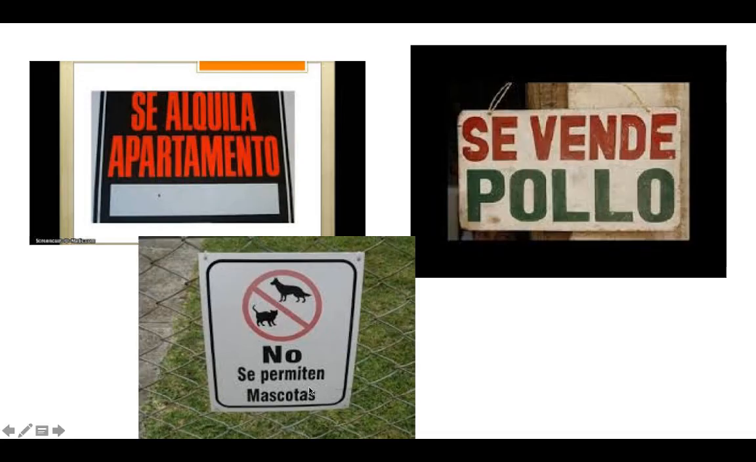Some other examples. No se permitan mascotas. Pets are not allowed. Permitan agrees with mascotas, which is plural. Se vende pollo. Chicken is sold here. Pollo is singular, so it agrees with the third person singular form of vender. Se vende pollo. Se alquila apartamento. An apartment is for rent. Alquila, from alquilar, to rent, agrees with apartamento, or it, in the singular form. So, se alquila apartamento.